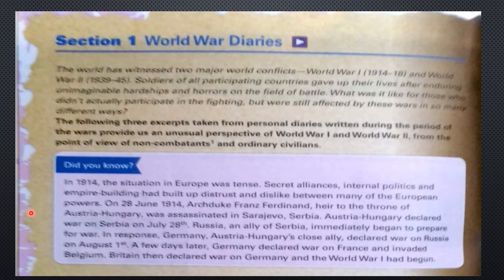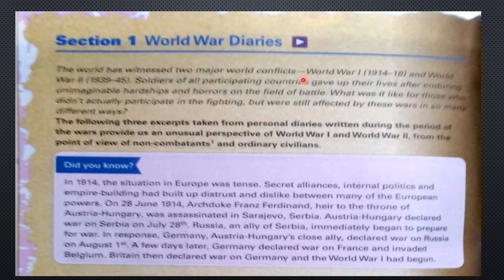So students of class 8, this is your first lesson of the PA2 syllabus, World War Diaries. World War Diaries, where the World War events were recorded, and these diaries were maintained by civilians. The world has witnessed two major world conflicts. That means war, we can say, World War One and World War Two.